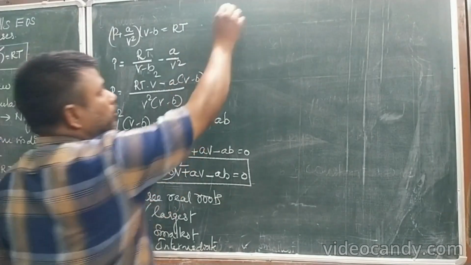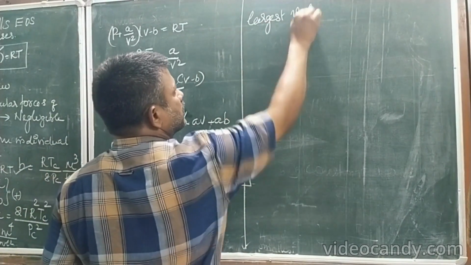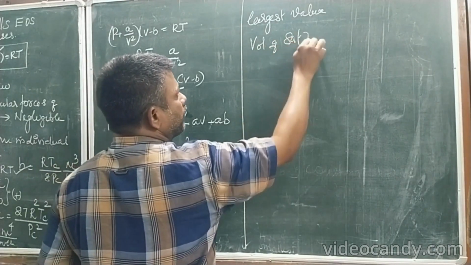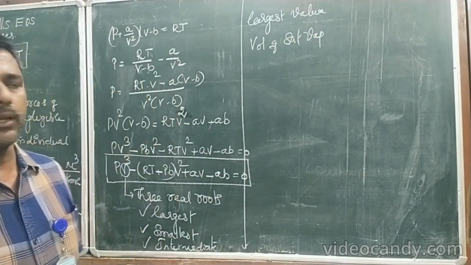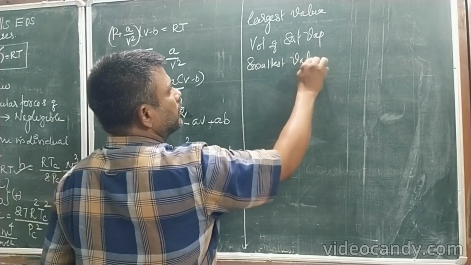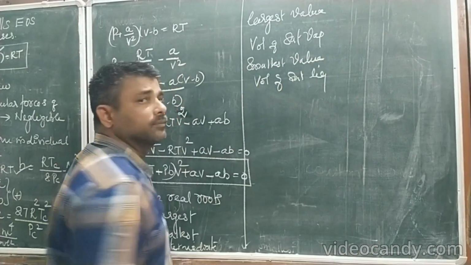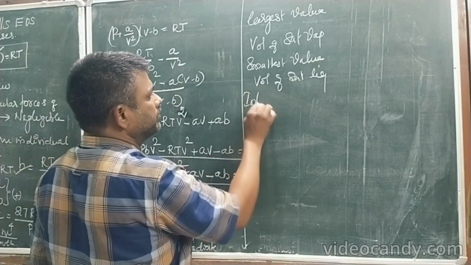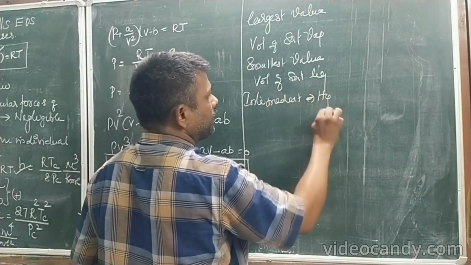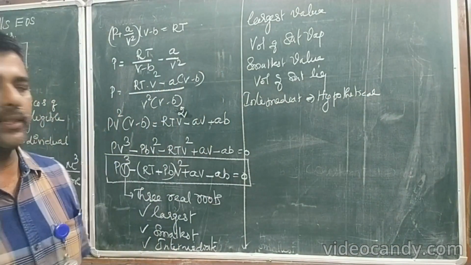The largest value is the volume of saturated vapor. The smallest value is the volume of saturated liquid. The intermediate is hypothetical. That means it has no physical significance.